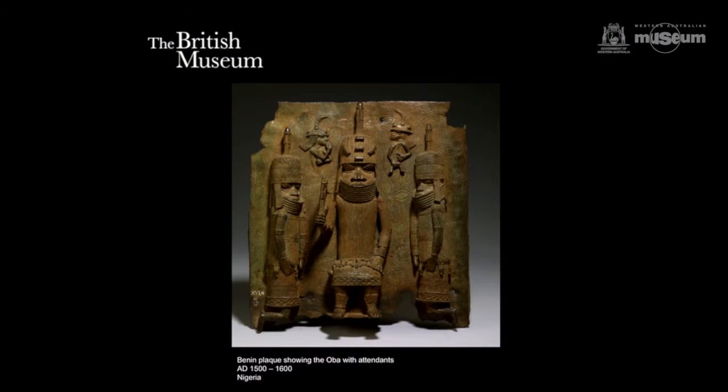But what this plaque seems to give us is one of those rare and phenomenal glimpses of the attitudes of the West Africans towards their European trading partners. So what we see on this plaque is the central figure is the Oba himself, seated on his throne. He's a huge presence. He fills up almost a third of the plaque. Either side of him are his attendants, still quite massive figures, although slightly smaller, still dominating the scene.